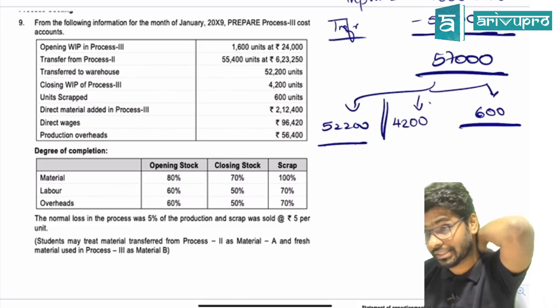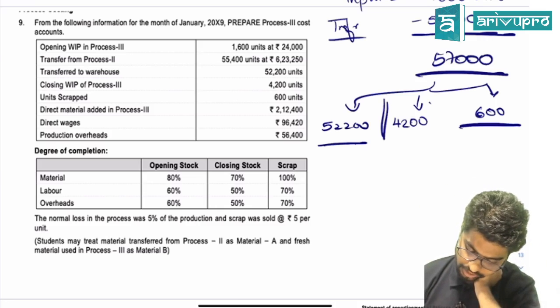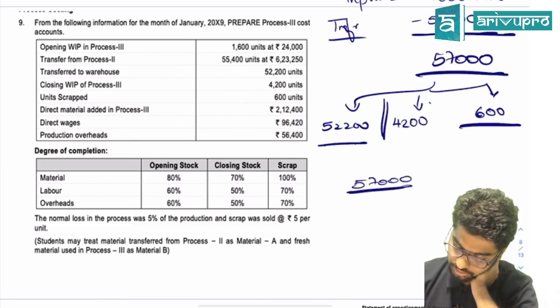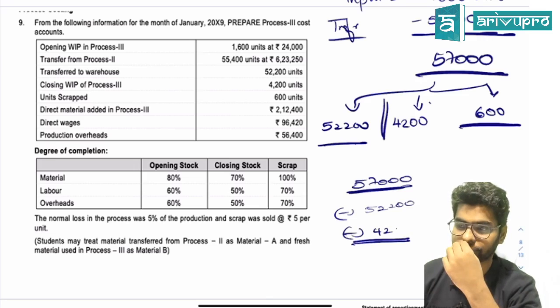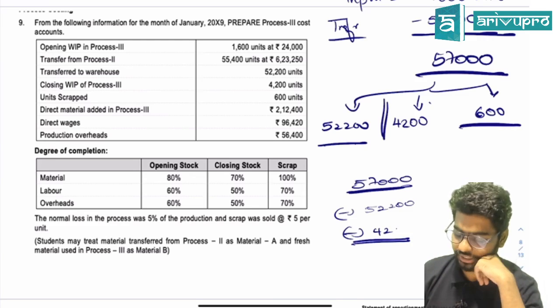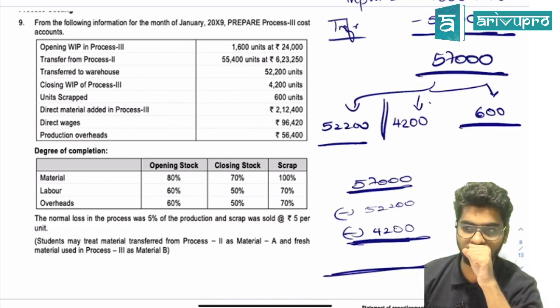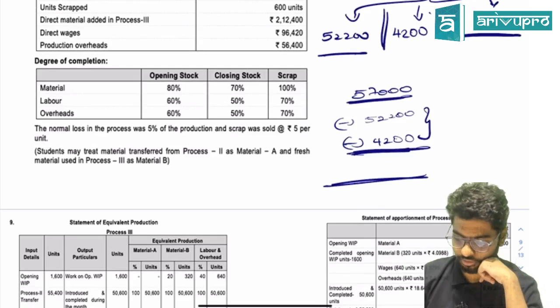Units scrapped 600. Now what are the other information given? Now I have 57,000 units, out of which 52,200 is transferred, 4,200 is my closing WIP. What's the total of these two put together? 56,400.